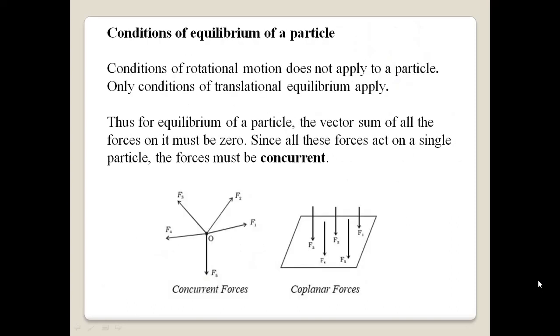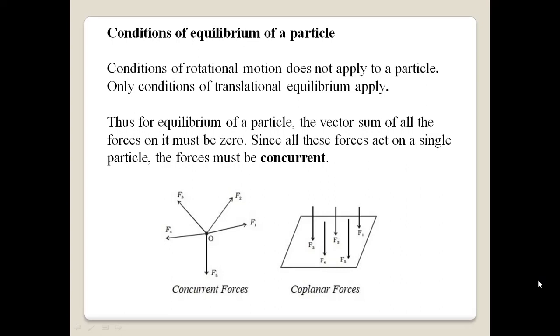Next, we are going to discuss the conditions of equilibrium of a particle. So till now we were discussing conditions of equilibrium of a rigid body. Now we are proceeding to discuss the conditions of equilibrium of a particle. You know what is a particle? A particle is represented as a point mass. It has no size. A point. So it doesn't have a surface, it is just a point.